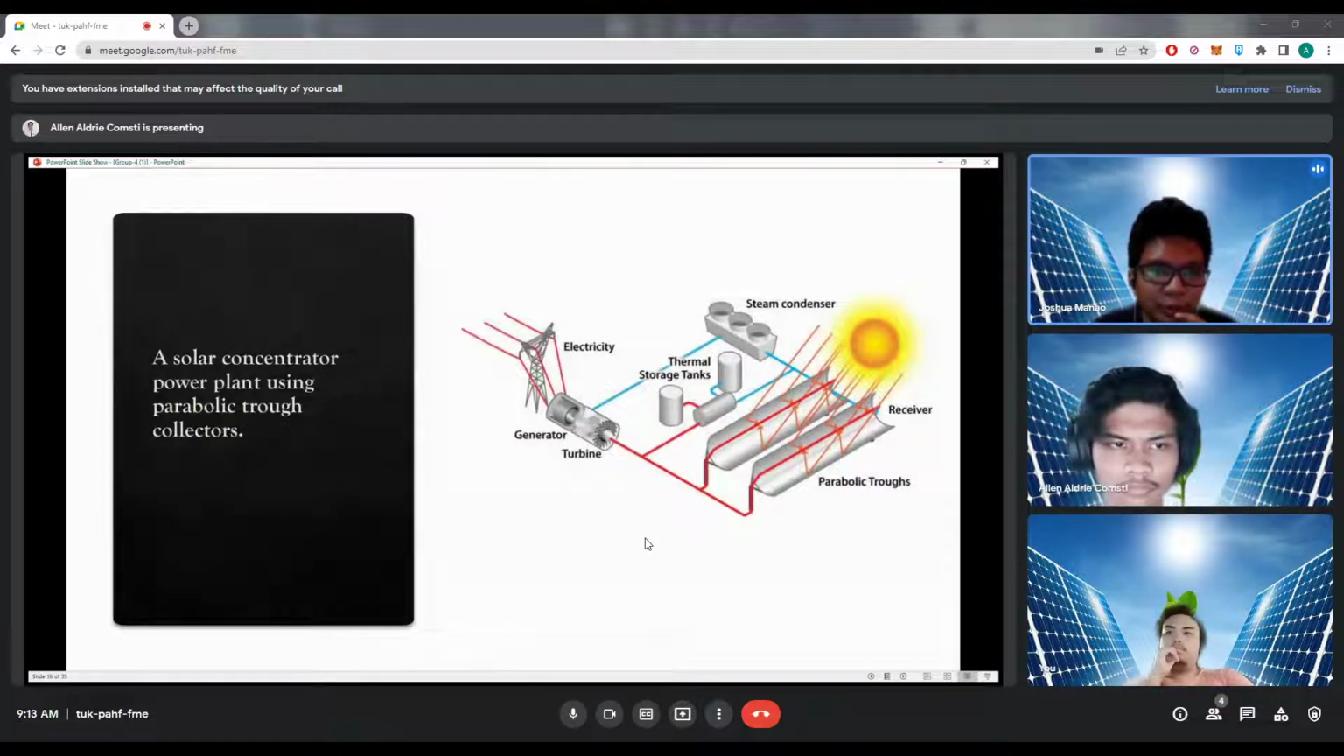The image shows the solar concentrator power plant using parabolic trough collectors, which direct the sun to the parabolic tube, which is a receiver, then has a steam condenser, thermal storage tank, which goes to the generator or turbine that produces electricity.